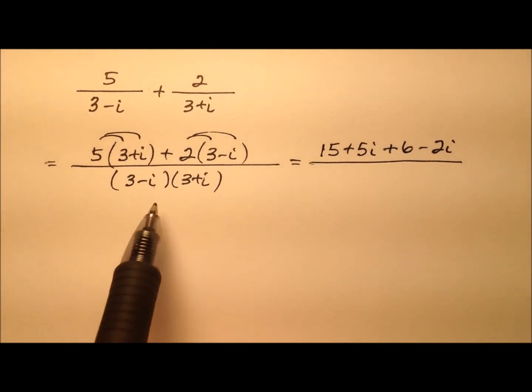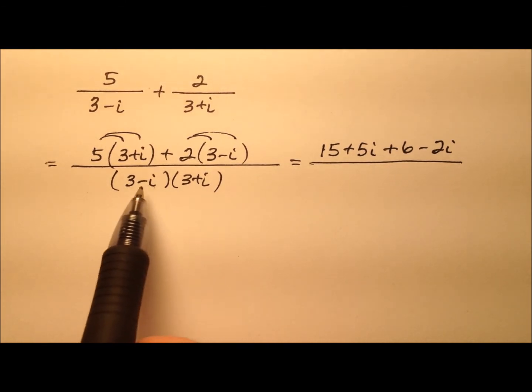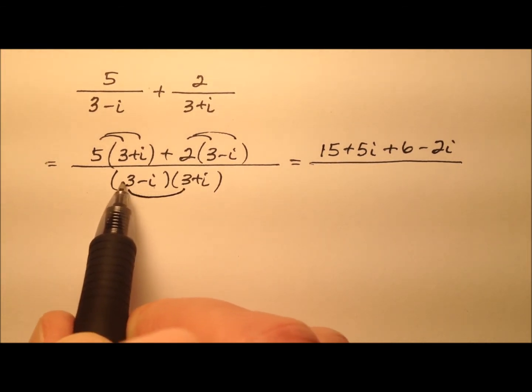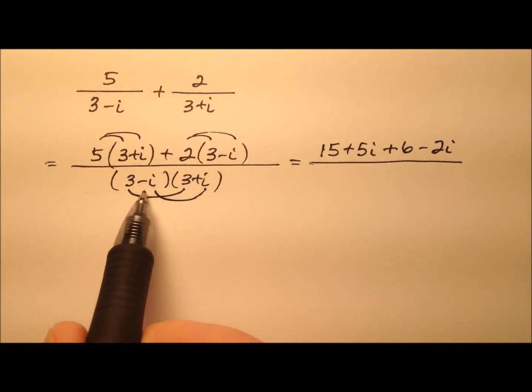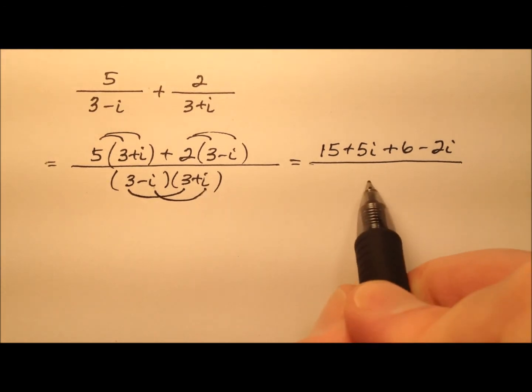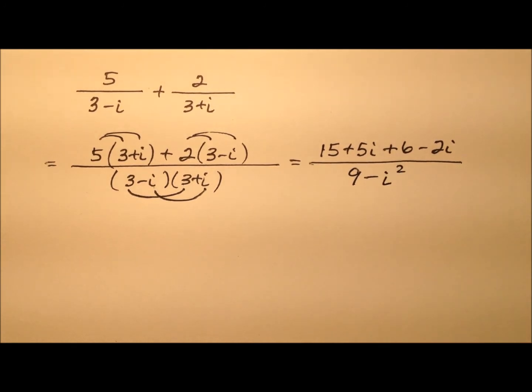And then in the denominator, it looks like these two complex numbers actually have a nice relationship. They're actually complex conjugates of one another. So when I multiply, I just need to multiply the 3 times the 3 and the negative i times the positive i. And if you were to multiply all the terms, you'd notice the middle terms will cancel out anyway. So I'm only going to mess with the first and the last. So 9 minus i squared.